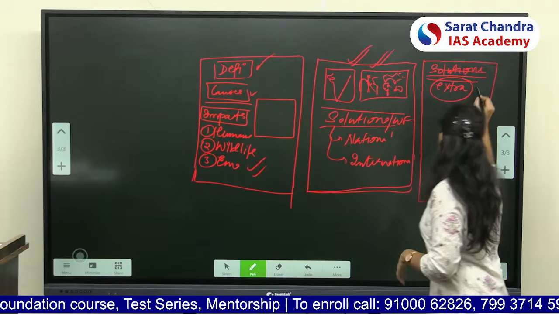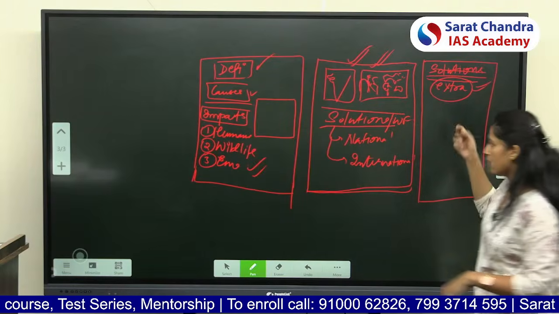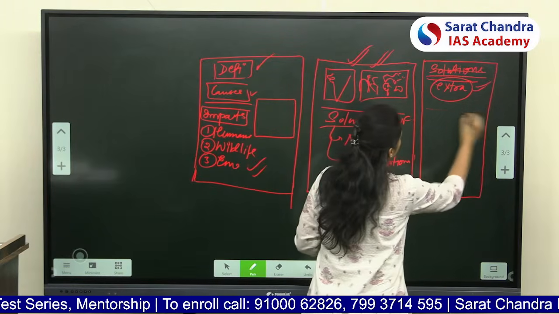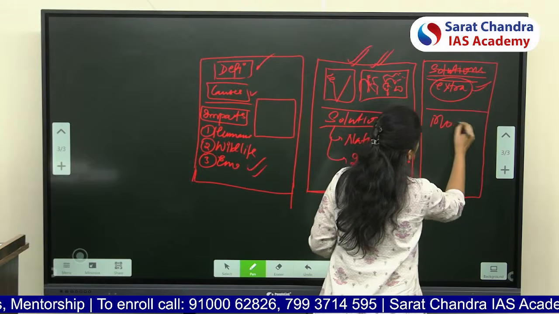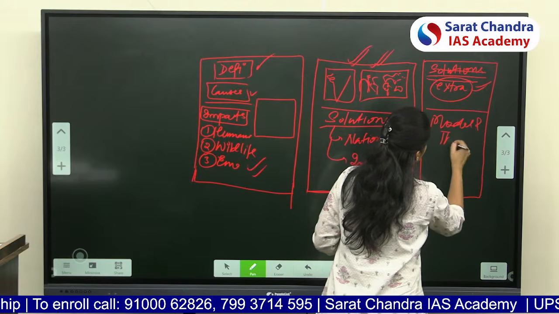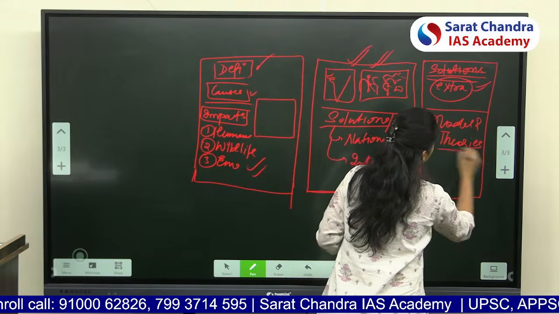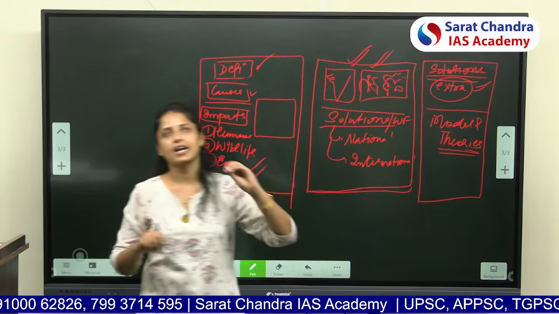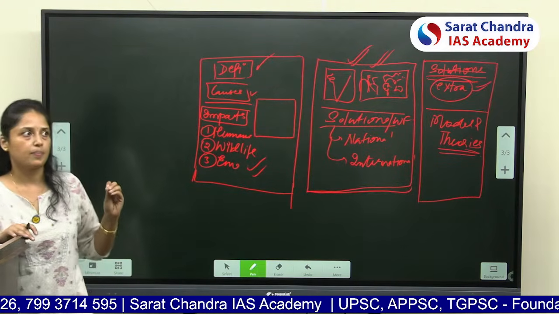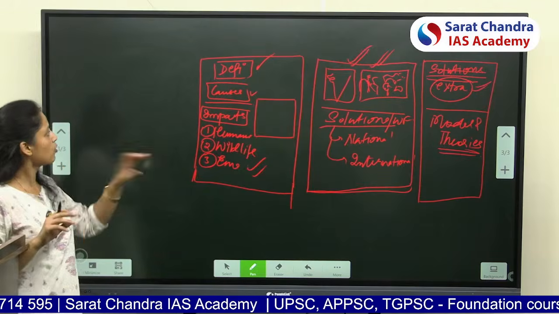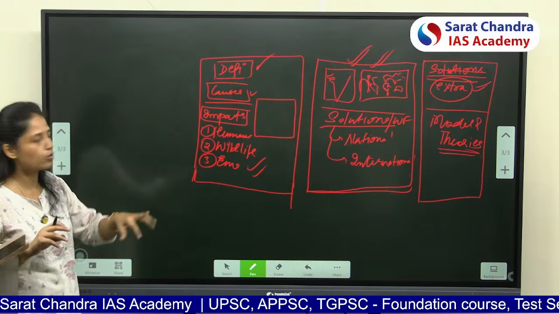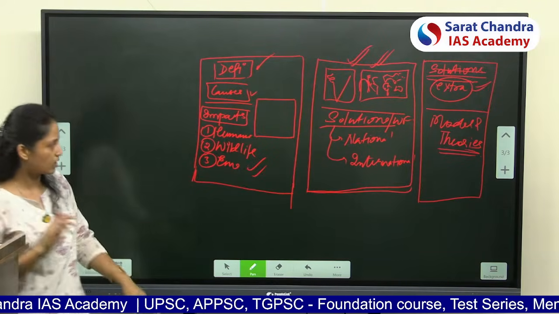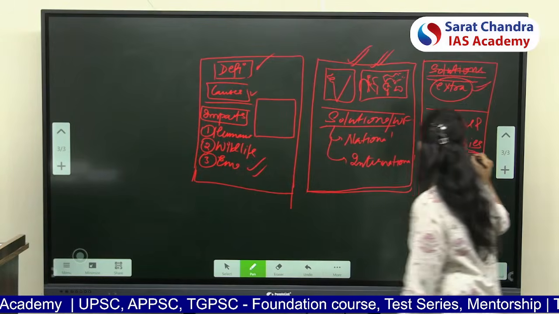Okay, geographical terms are done, but after that come some kind of models and theories which you can add in your answers. Models and theories, by that I mean, how can I explain? We haven't discussed human geography till now, right? So all these things about the models and theories I will tell in human geography.